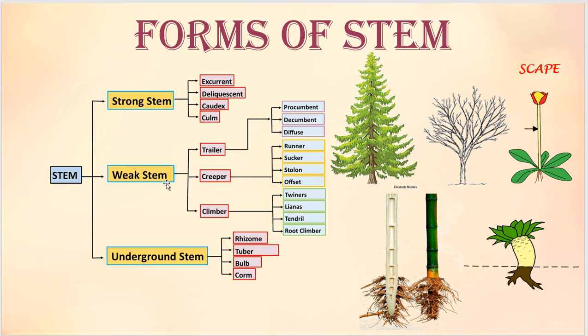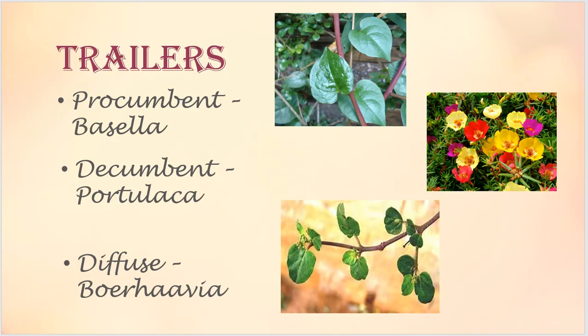And then the next one is weak stemmed plants. Again, weak stemmed plants are categorized into three major types. The first one is trailer. Trailers are very weak stemmed plants which cannot grow higher, which will never try to grow up. Instead, they will be lying on the surface, or lying on the floor.